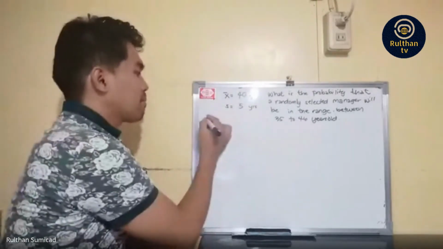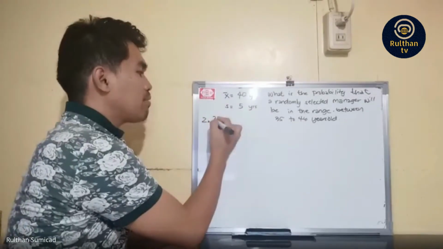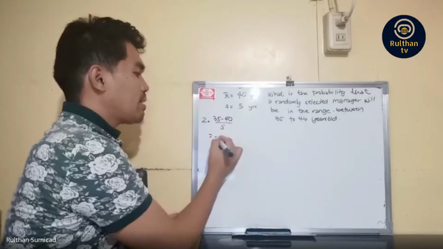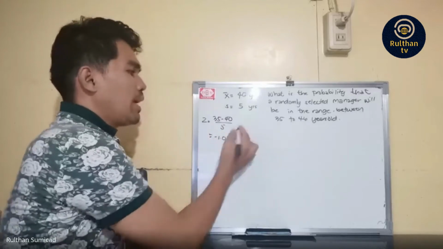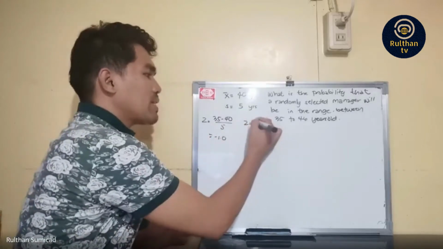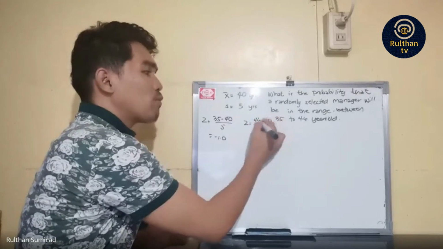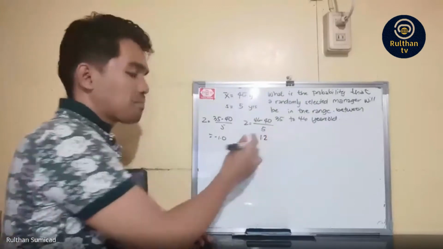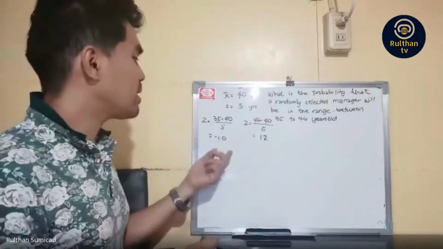Let's start with z equals 35 minus 40 divided by 5. That is negative 1. And then the other one, z equals 46 minus 40 divided by 5. Okay, you have 1.2. So we now have the two z scores.